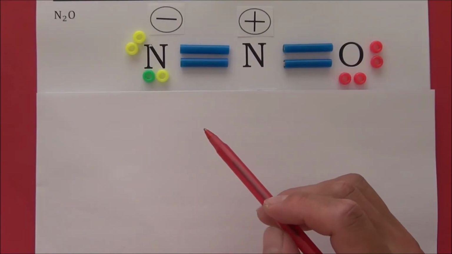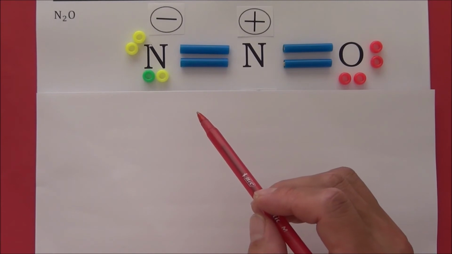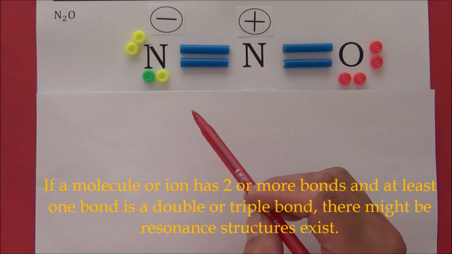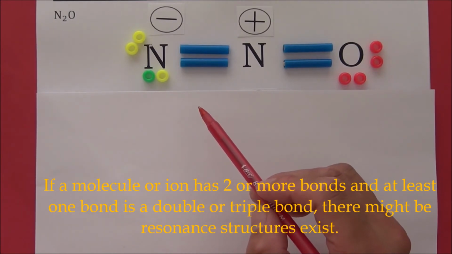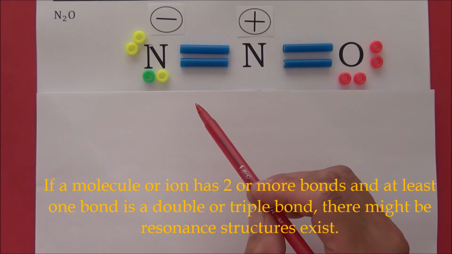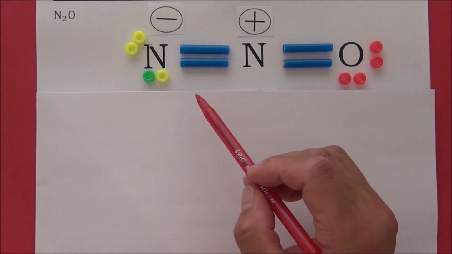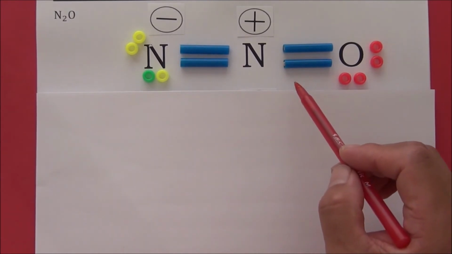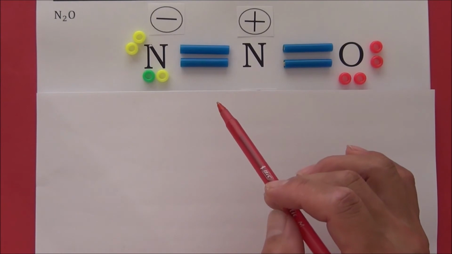The third step to write the Lewis structures is to find all possible resonance structures. If a molecule or ion has 2 or more bonds, and at least one bond is a double bond or a triple bond, there might be resonance structures. The Lewis structure we got from the previous step has 2 double bonds. Therefore, there might be resonance structures.